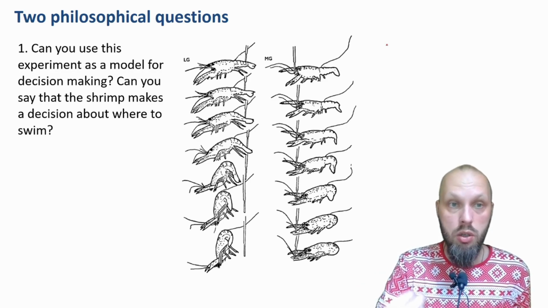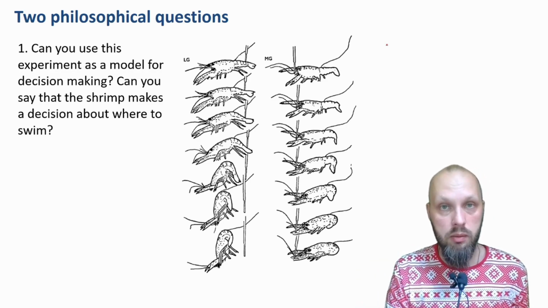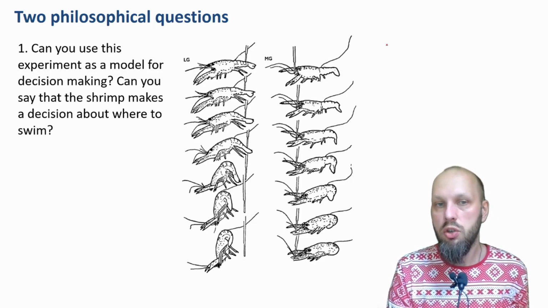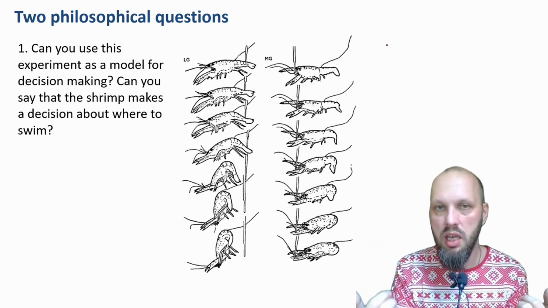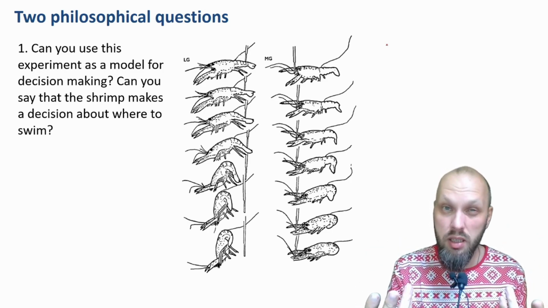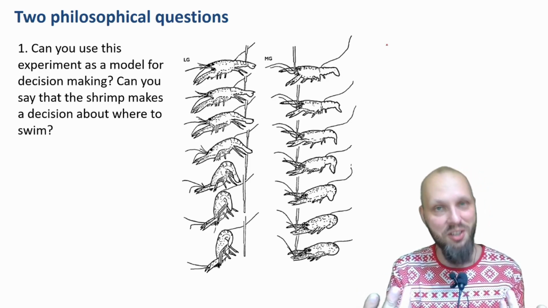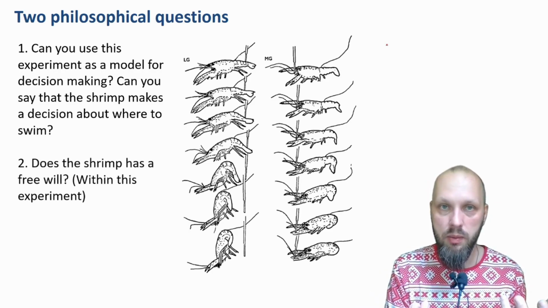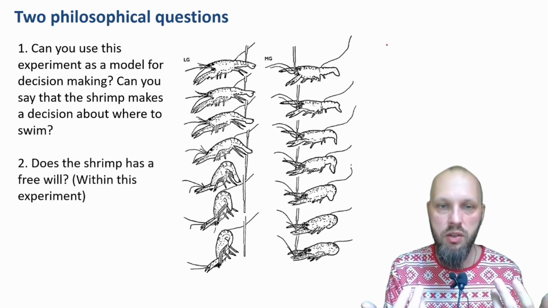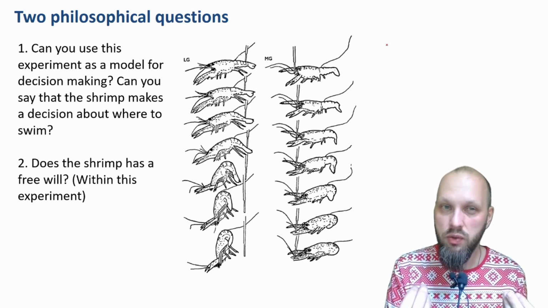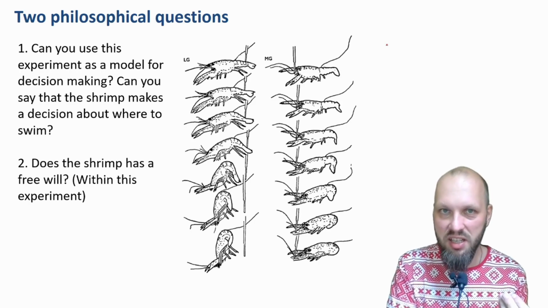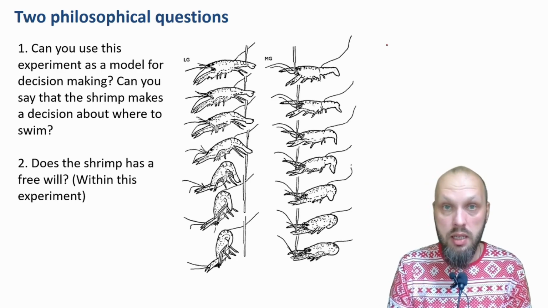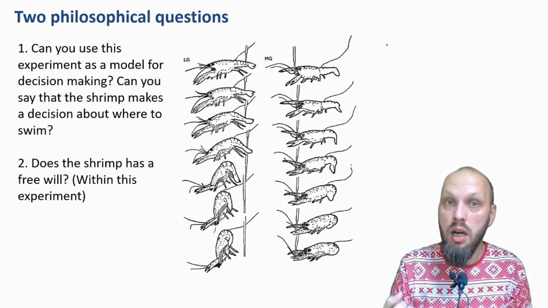This is important. So one, does it look like decision making? Can we use that as a model for decision making? Because the shrimp kind of does make a decision of whether to escape forward or backward. Is it a decision? How do you define the word decision, essentially? And another, you probably see where it's going: does it have free will? In this example, does it feel like the shrimp has free will when it uses this behavior to escape? And if it does, how can you tell? And if it doesn't, how can you tell?